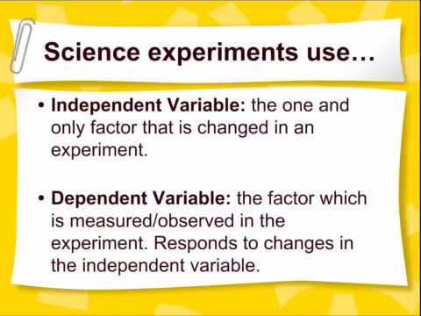The dependent variable depends on the independent variable. It's usually what you're measuring or the data that you're recording from your experiment. So it responds to the changes that you make in your independent variable.